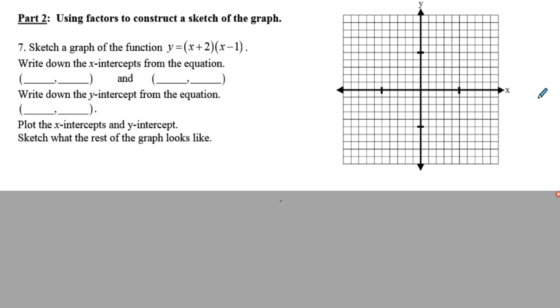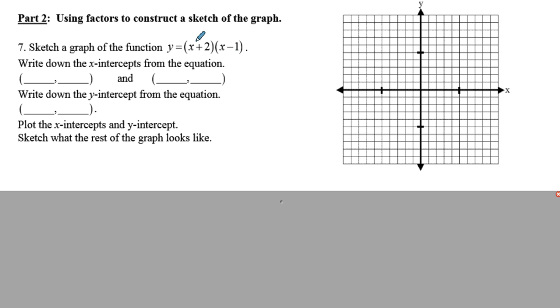So in part 2 of our investigation, what we want to practice doing is using the factors to construct a sketch for our graph. And so we learned previously that when we had equations for our quadratics in factored form, we could use those to find the locations of the x-intercepts, and then we could create our form from there. So if we see that our factors are x plus 2 and x minus 1, we could set those equal to 0 to find your x-intercepts.